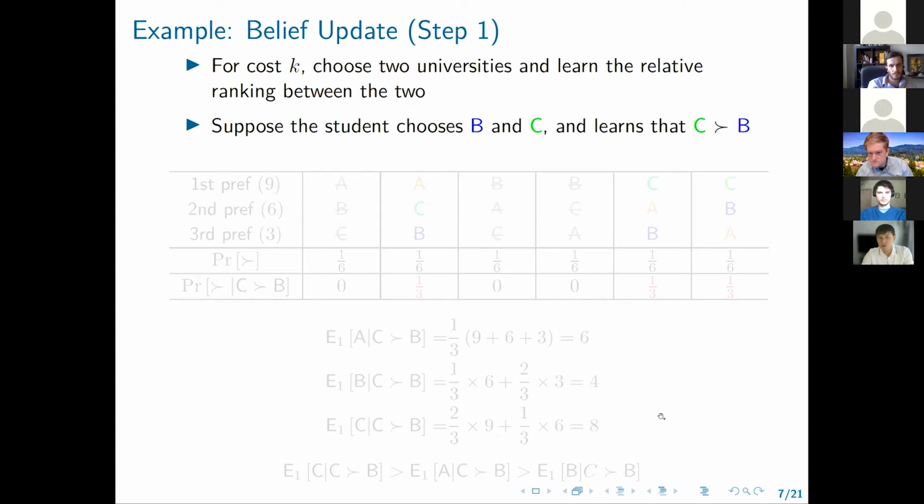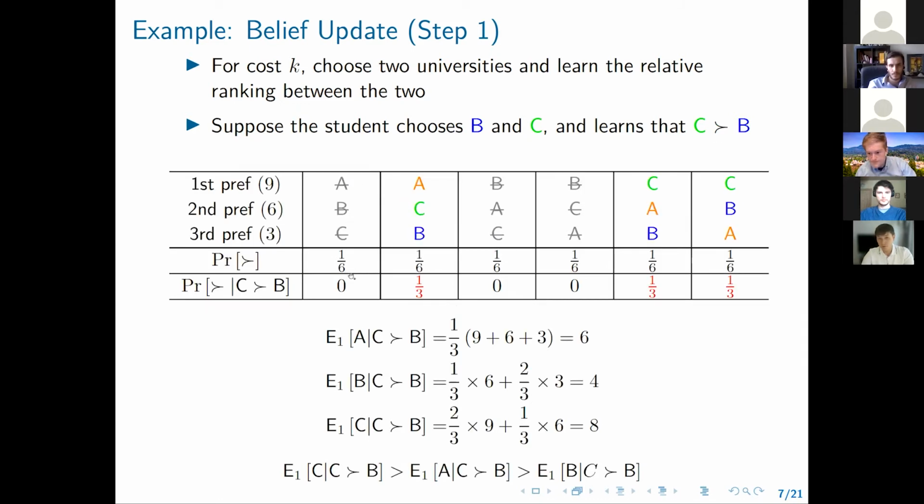So imagine now students decide to invest in acquiring information about colleges, for instance, invest K to find out which college is better, C or B, and learn that C is better than B. At this moment, all rankings where B was better than C get 0 probability, and the update is such that you just redistribute the remaining probability among the other possible rankings. That's how the update happens. Importantly, the prior about the unsearched university A remains the same.